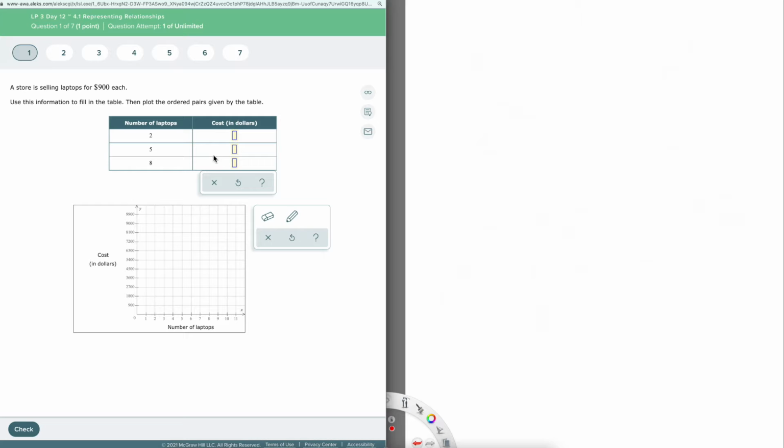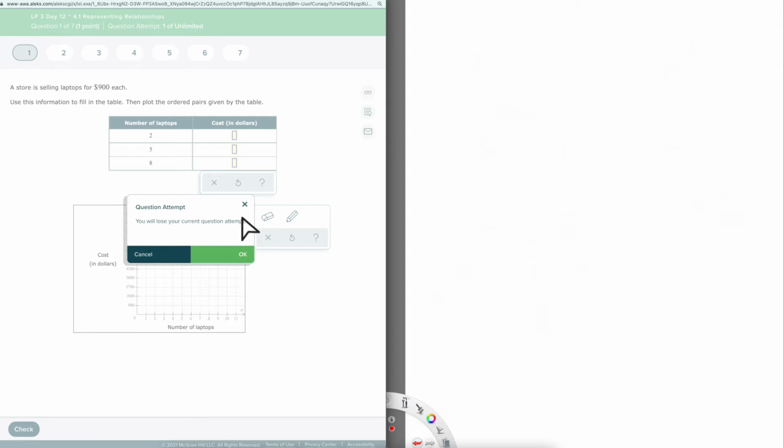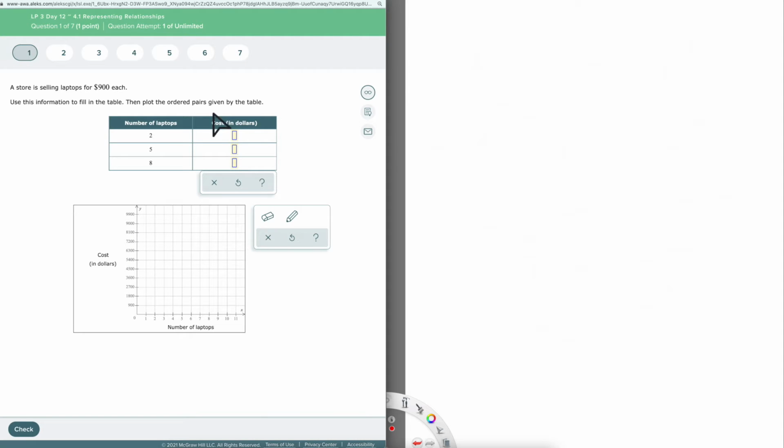On the right side here, we have explanation, example, and message center. So explanation literally tells you you're going to lose your question attempt because it is going to give you the answer to this question. It's going to show you the solution. So it's not going to show you the answer and then say, okay, go type in the answer. You're going to have to come back in on another attempt and try that.